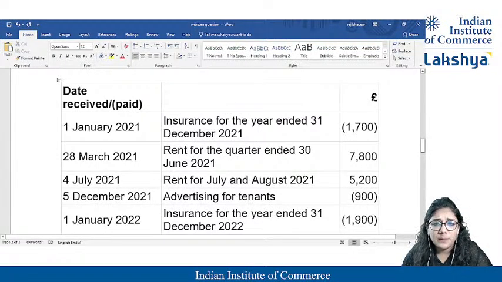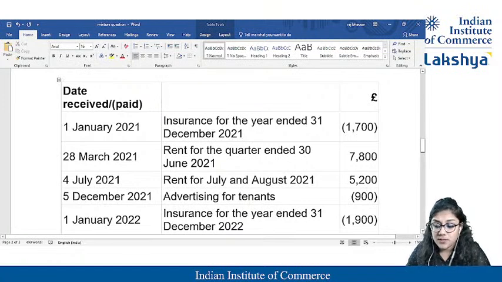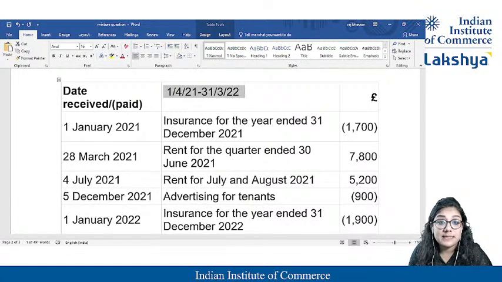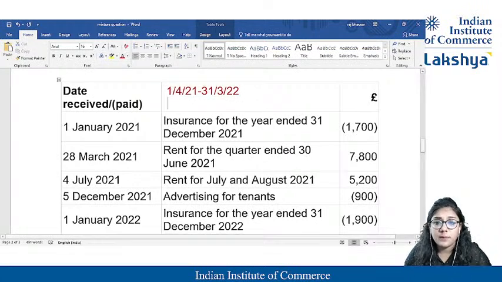Okay, so my accounting period is when? Yes, students, my accounting period starts from 1/4/21, sorry, I said 1/4/22, but it is 1/4/21 till 31st March 22. You should know this, because then things will be very easy. So, students, what will be my accounting period over here?